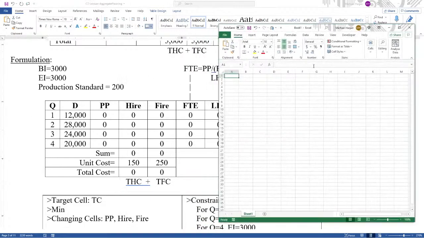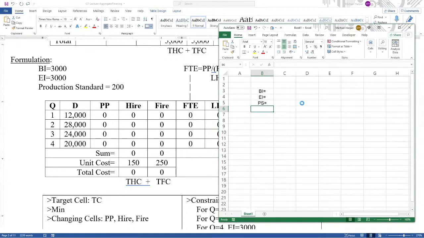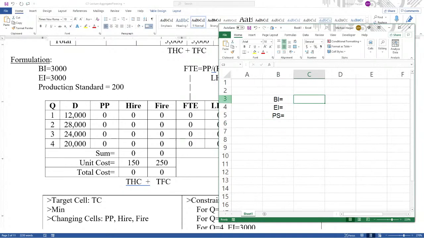Okay, in Excel, I'm going to take my demand here. Well, first of all, let's come down a ways, down to here, and say my beginning inventory, and type this in. Beginning inventory equals, ending inventory equals, and our production standard equals. Let's enlarge this so we can see it better. Okay, our beginning inventory is 3,000, ending inventory is 3,000, production standard is 200.